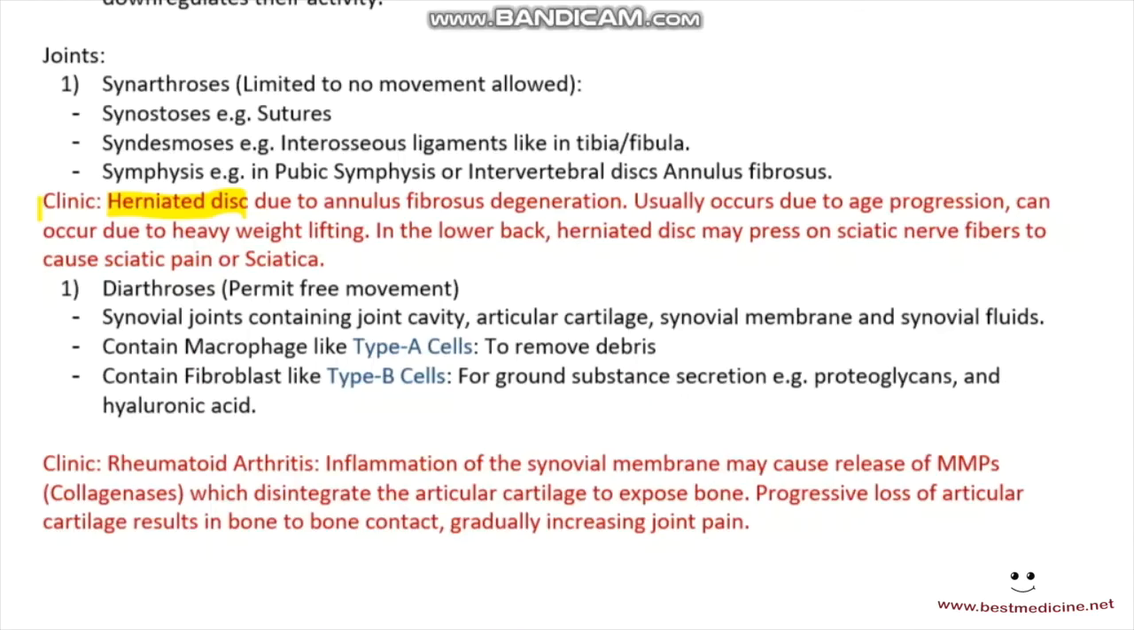And actually this is also progressive, because the more pain arises, the more inflammation occurs, and the more inflammation, the more MMPs are actually released, and it sort of intensifies the condition.